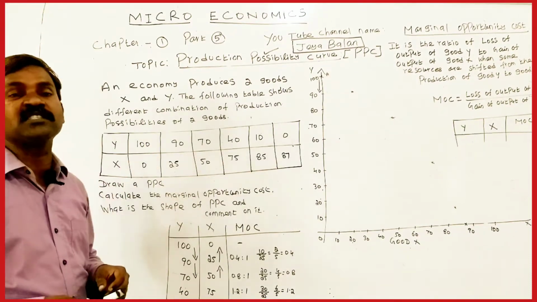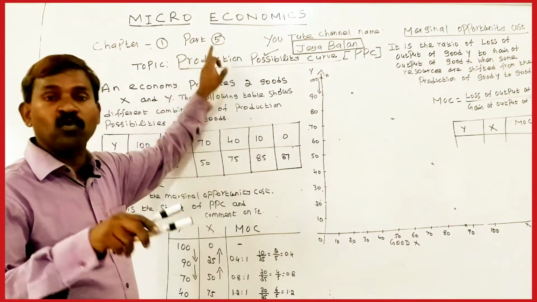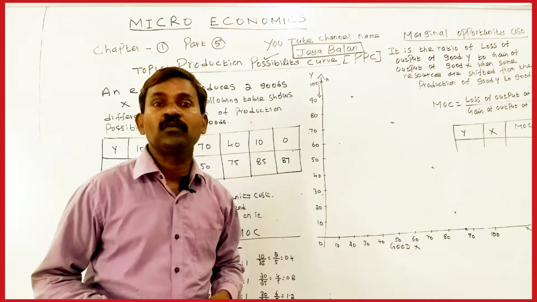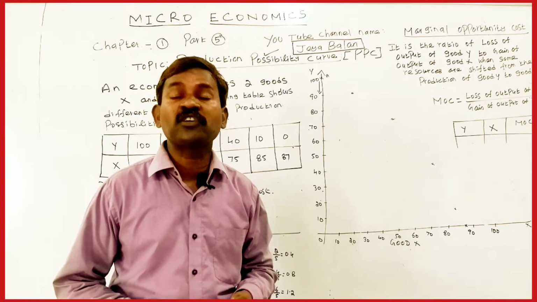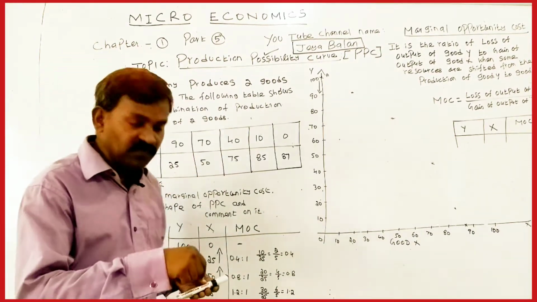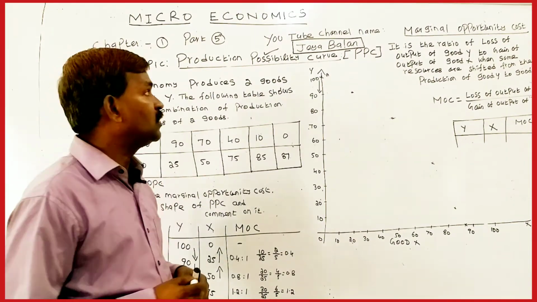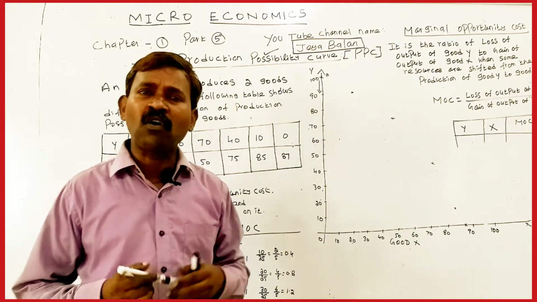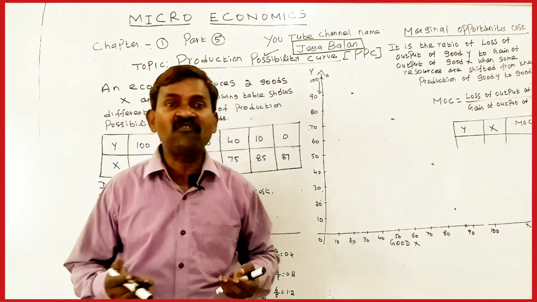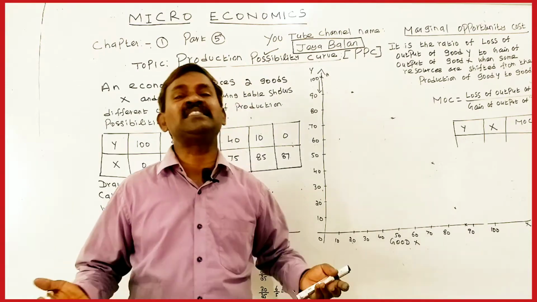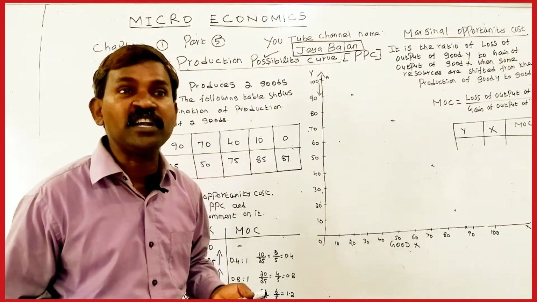On the microeconomics part, on chapter number 1, this is the 5th video. In the previous video, I had explained some of the concepts of production possibility curve. In today's video, I am going to explain one new concept which the students generally find difficult, but it is quite easy. The concept name is marginal opportunity cost.